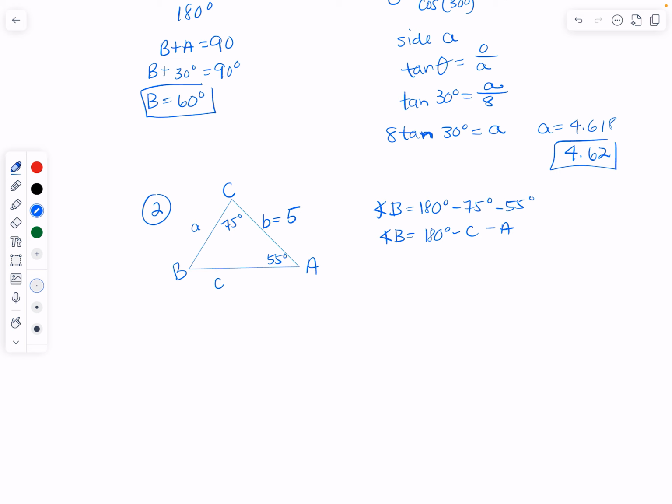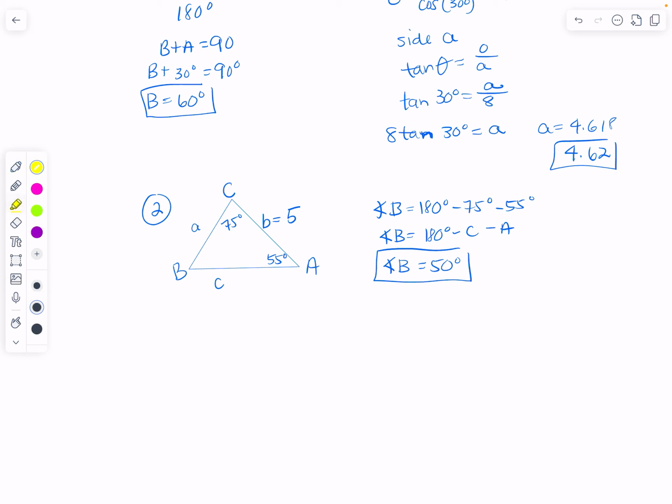So 180 less 75 less 55 will give me 50 degrees. Okay, so 50 degrees is what angle B is. All right, now I have to find side A and side C.